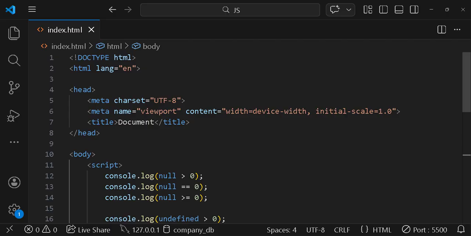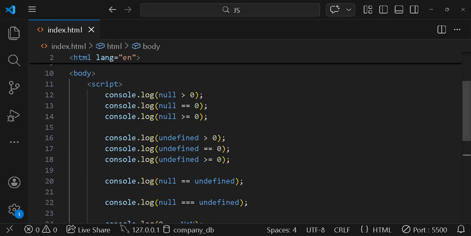So here, we have a simple HTML page. Inside the script tag, I have written the JavaScript. We are going to learn about some absolute bizarre rules about the comparison operators. Okay. See, first, we have several expressions written inside the console. We are comparing some things with null.